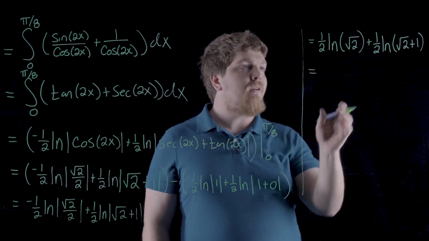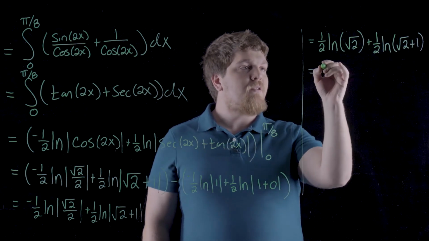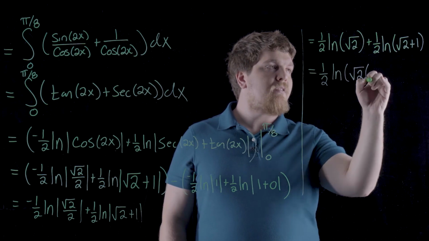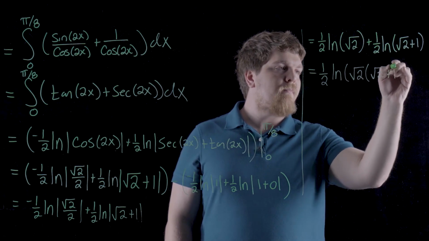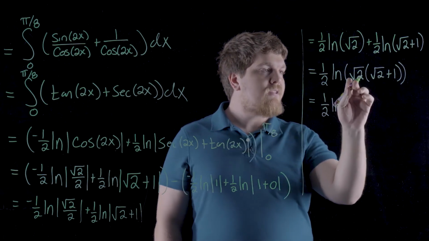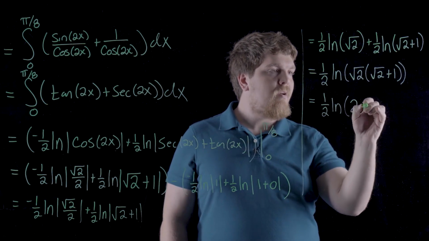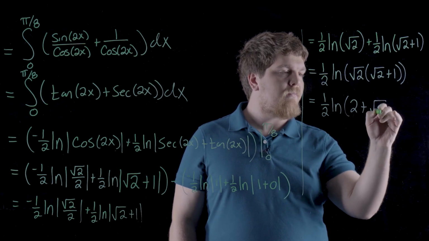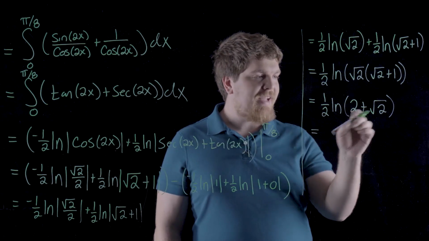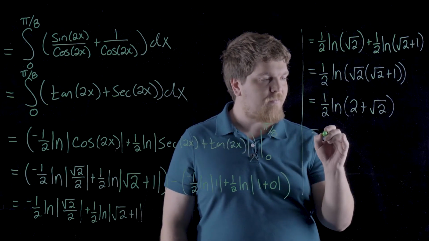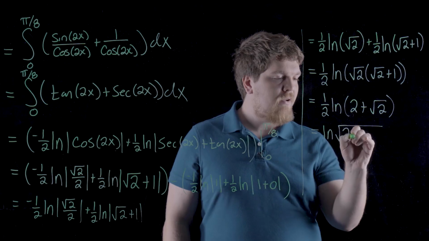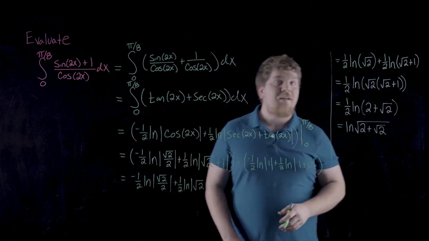Now, at this point, we can go ahead and use the properties of logarithms to rewrite this as 1/2 times the natural log of the square root of 2 times the square root of 2 plus 1, which will be equal to 1/2 times the natural log of the square root of 2 times the square root of 2, which is 2, plus the square root of 2 times 1, which is the square root of 2. Finally, we can bring the 1/2 from out front inside of the natural log as the exponent of 1/2, or we can rewrite it as a radical symbol. So what we're left with is the natural log of the square root of 2 plus the square root of 2. And that is our final answer.